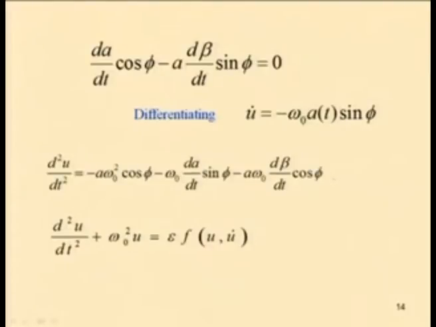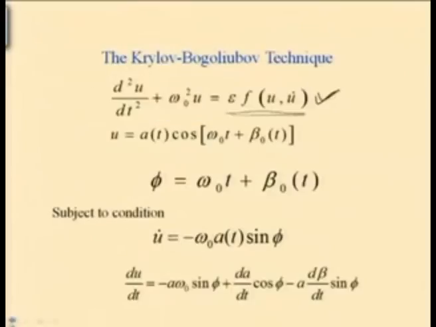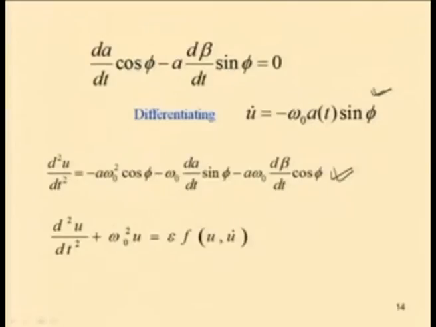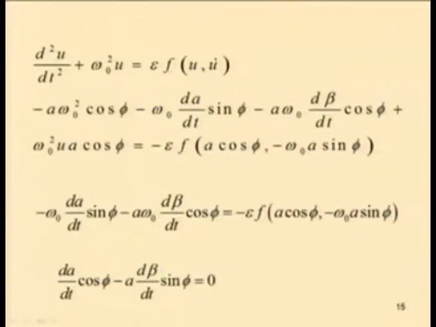Substituting these equations, that is d square u by dt square, u dot equal to minus omega 0 a(t) sin phi, and du by dt equal to minus a omega 0 sin phi plus da by dt cos phi minus a d beta by dt sin phi, in the governing equation, one obtains: minus a omega 0 square cos phi minus omega 0 da by dt sin phi minus a omega 0 d beta by dt cos phi plus omega 0 square a cos phi equal to epsilon f(a cos phi, minus omega 0 a sin phi). For u, one substitutes a cos phi.